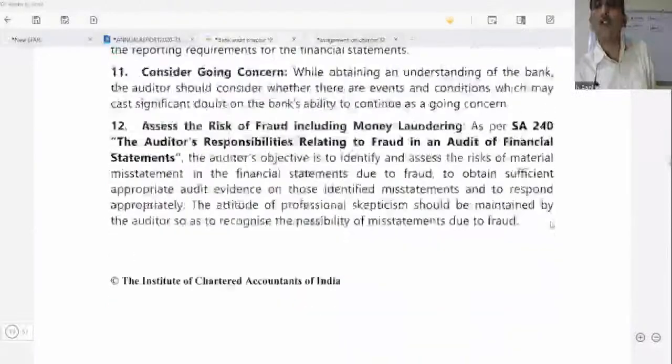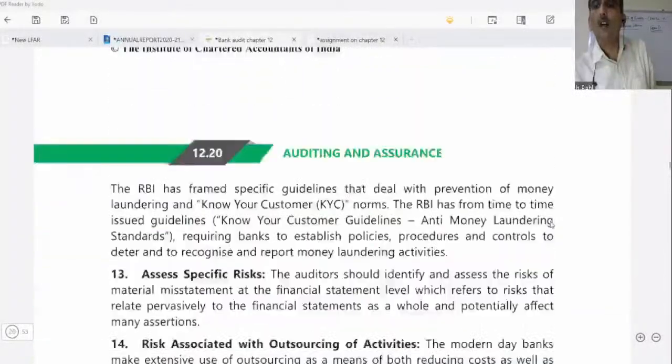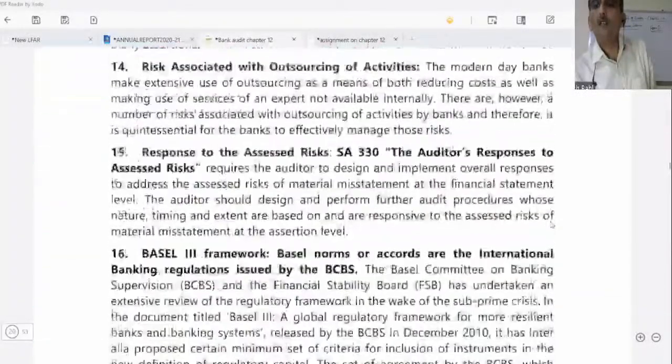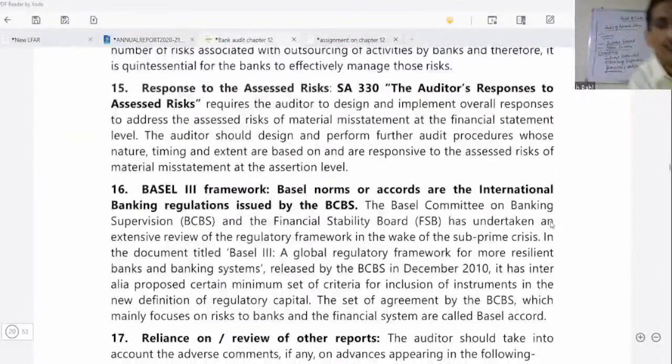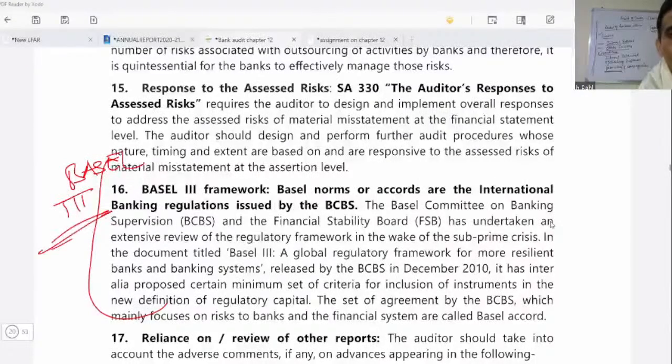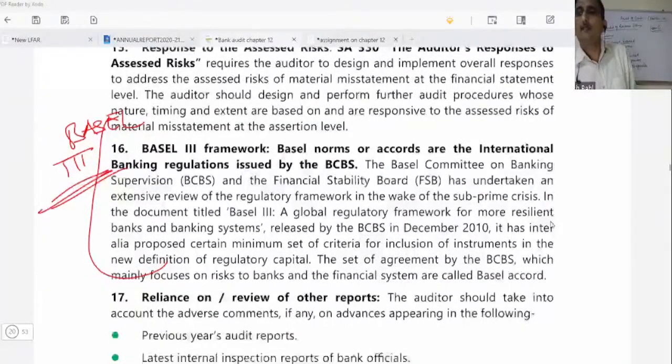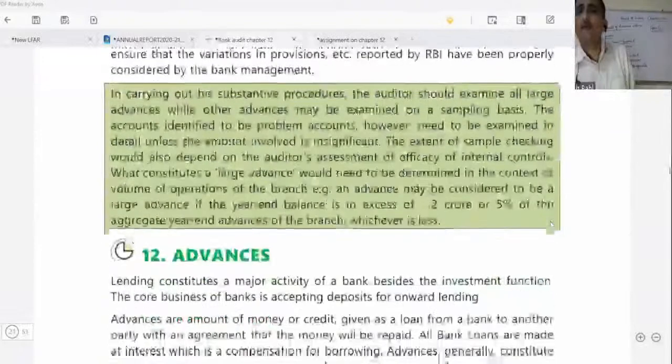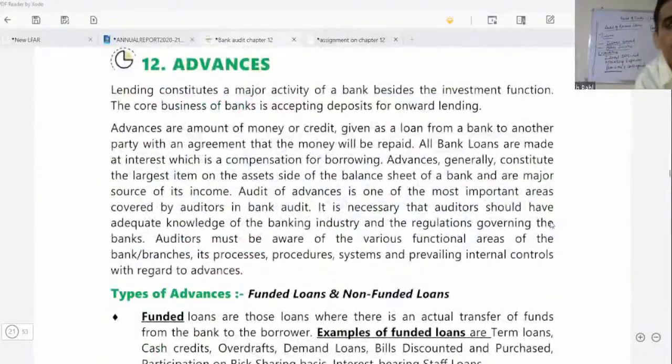And there is also a point related to Basel III. Now somebody had asked where is Basel III? So here is Basel III. So you have to understand the Basel III Accord. Okay.